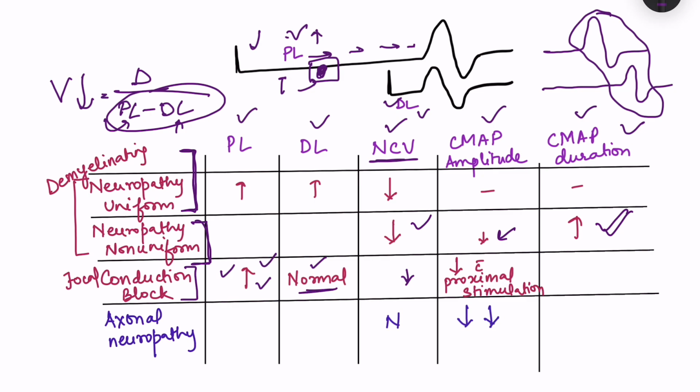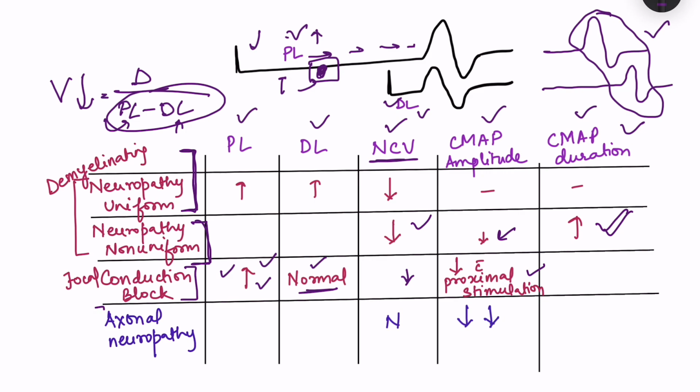distal latency is normal. What will happen to CMAP amplitude? With proximal stimulation, CMAP amplitude is going to decrease. With distal stimulation, it is going to be normal. Why is it going to decrease with proximal stimulation? Because there is a block, okay, and there may be changes in the way the action potential is traveling.